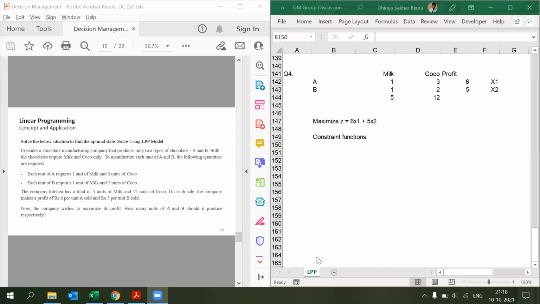We have to just segregate milk from unit A and unit B as one equation. X1 plus x2 less than or equal to 5, as Anvisha mentioned. Absolutely. And for cocoa, it is 3x1 plus 2x2 less than or equal to 12. And the profit will be 6x1 plus 5x2. Absolutely. John, you also got it, right? Yeah. Got it. Perfect. Please solve this question.